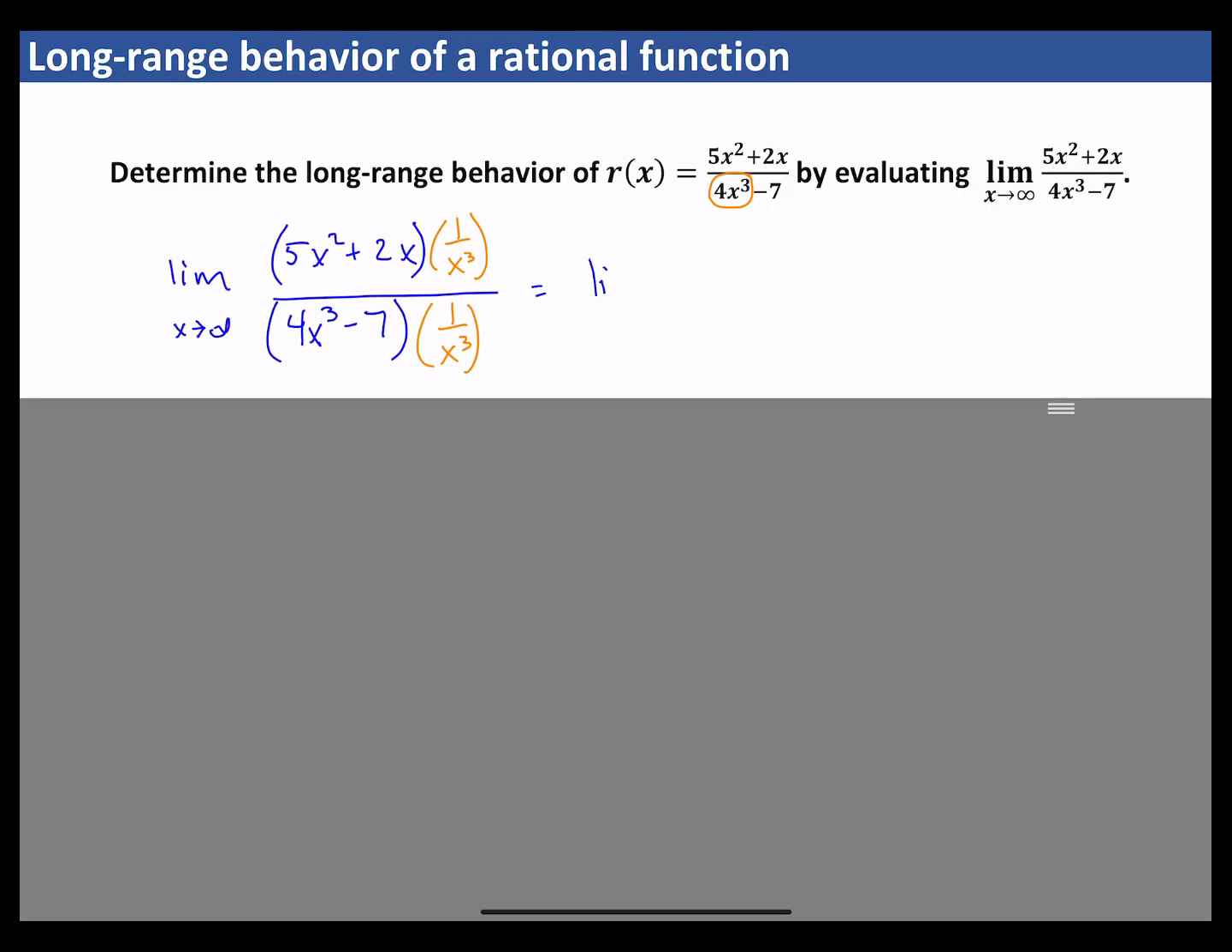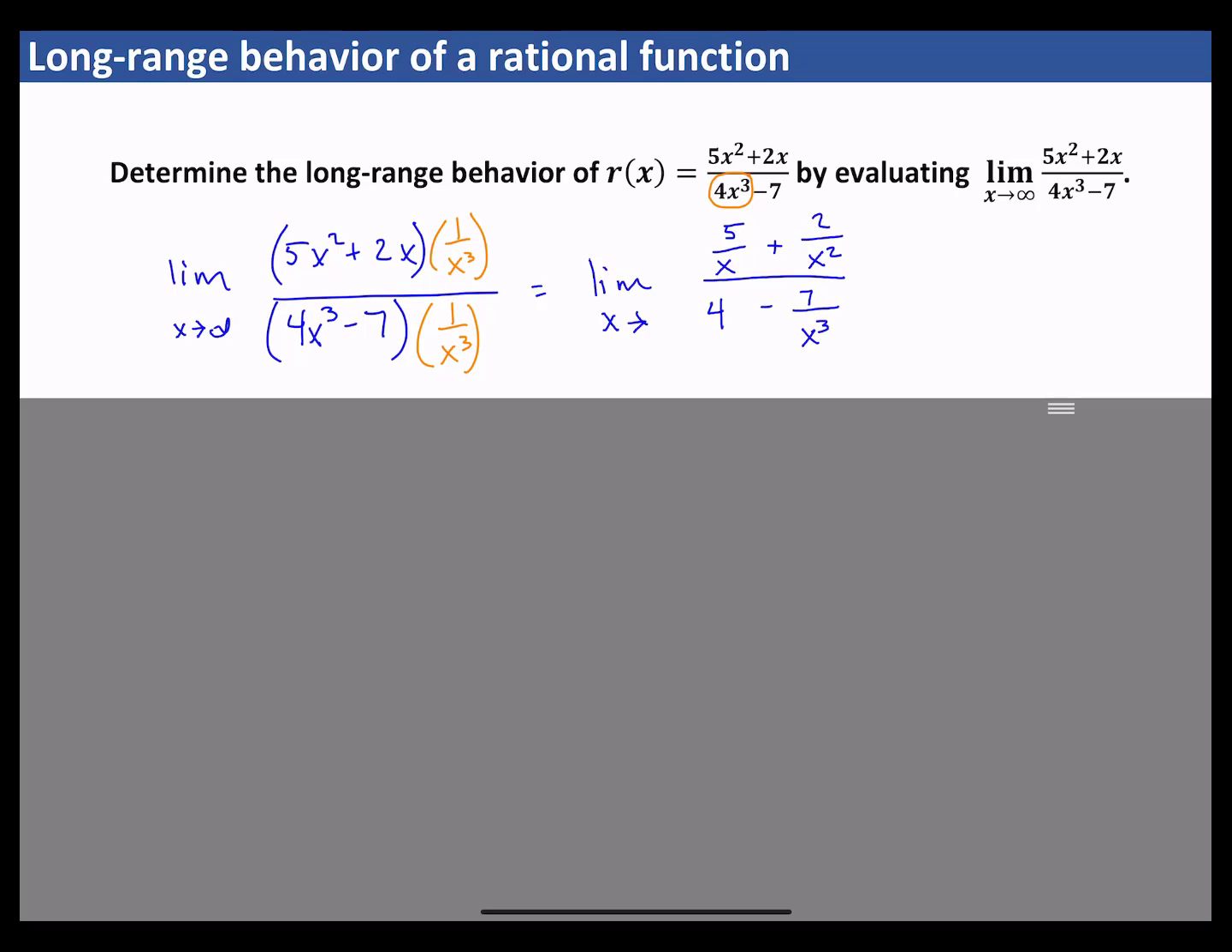We're going to simplify by distributing and simplifying. So 5x squared times 1 over x cubed would give us 5 over x, and then 2x times 1 over x cubed would give us 2 over x squared. And then repeat on the bottom. In the denominator, we'll end up with 4 minus 7 over x cubed.